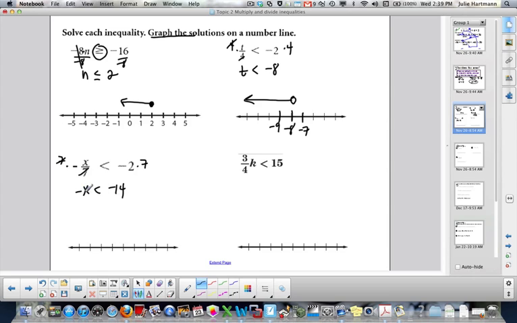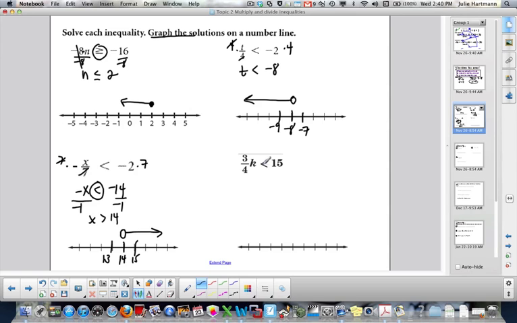But I still have a negative x. I need to make that positive, so I divide both sides by negative 1. It becomes x. I divided both sides by a negative, so we flip that to greater than. Negative 14 divided by negative 1 is 14. So I have 14, put a couple other numbers on there. Greater than is open and to the right.